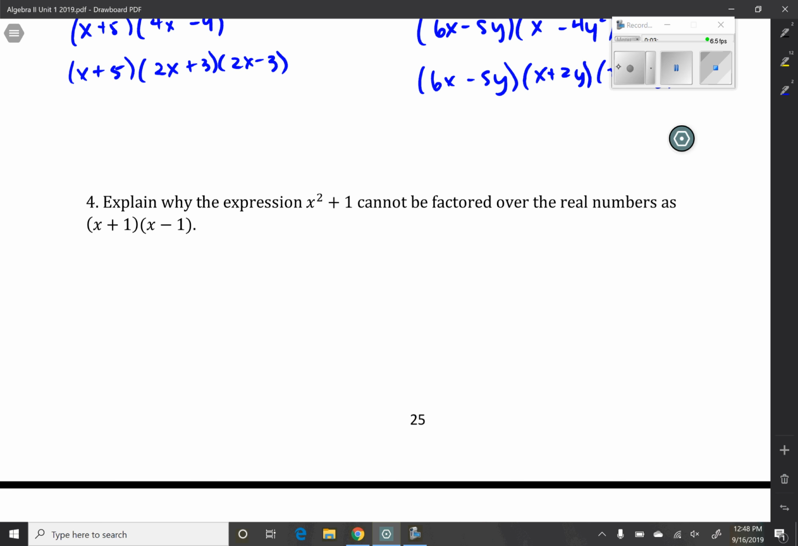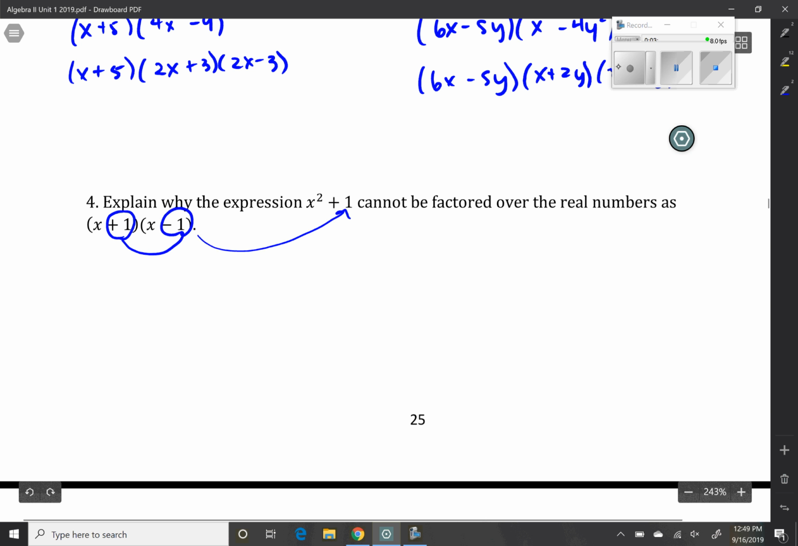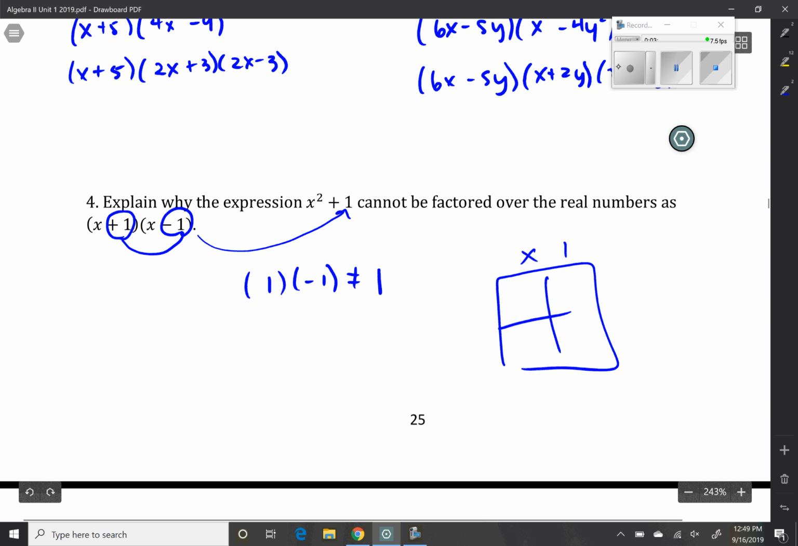Then number 4, explain why x squared plus 1 cannot be factored over the real numbers as x plus 1 and x minus 1. The reason why is solely because the last term times the last term creates the last term. So you could say 1 times negative 1 does not equal positive 1. That's why. You could show the whole multiplication out if you really wanted to, but that's not really what I wanted you to do here.